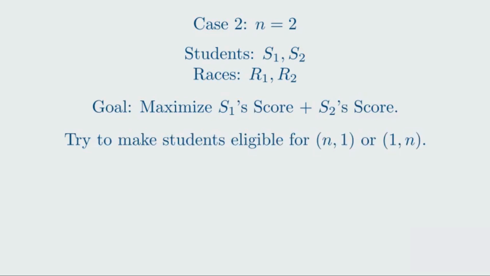To be eligible for 2, 1, a student must come in first place in at least 2 races. To be eligible for 1, 2, a student must come in the top 2, which is first or second, in at least 1 race. In the n equals 2 case, every student is guaranteed to be in the top 2 in every race. So, 1, 2 is always an eligible rating for both S1 and S2. Let's try this arrangement. In race 1, S1 is first and S2 is second. In race 2, S2 is first and S1 is second.